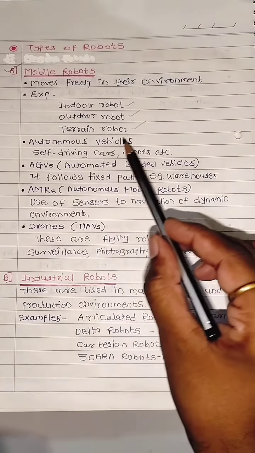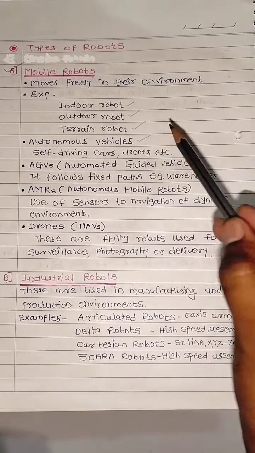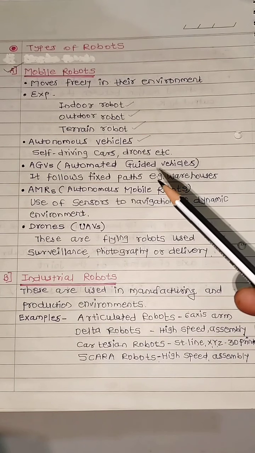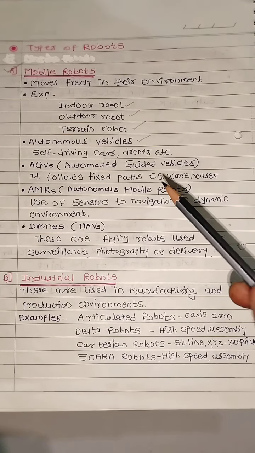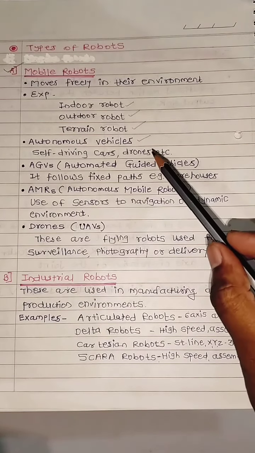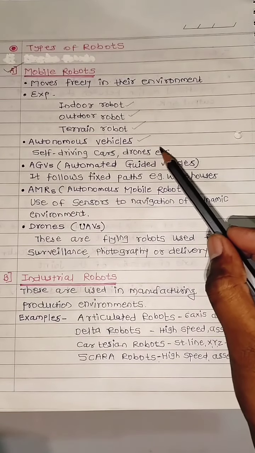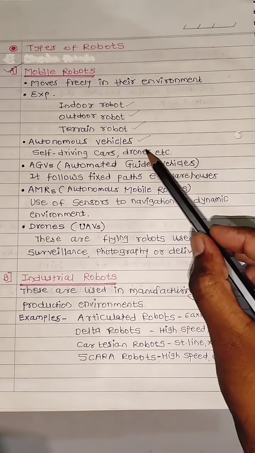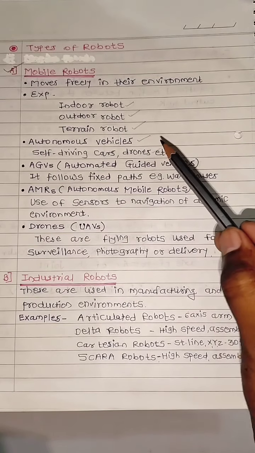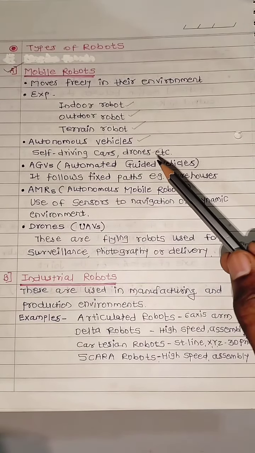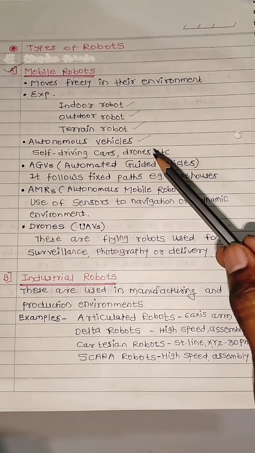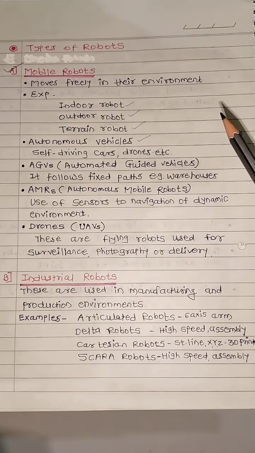So the first one is autonomous vehicles. What do you mean by autonomous vehicles? Some examples of autonomous vehicles include self-driving cars, meaning driverless cars, which are used nowadays. Then the second example of autonomous vehicles is the drones. Drones are unmanned aerial vehicles that move freely in their defined environment.